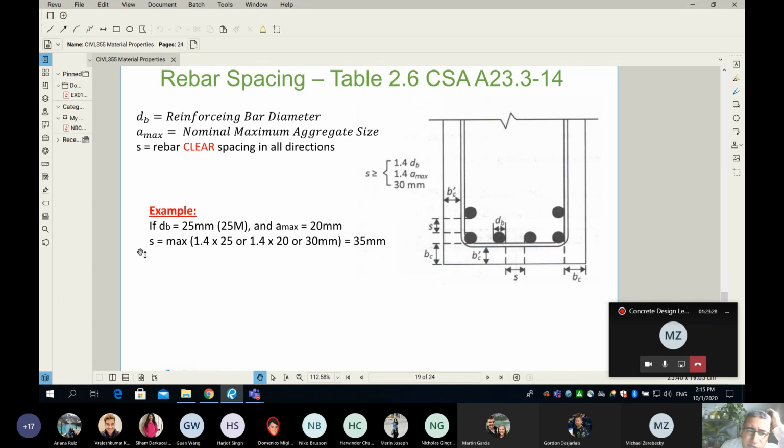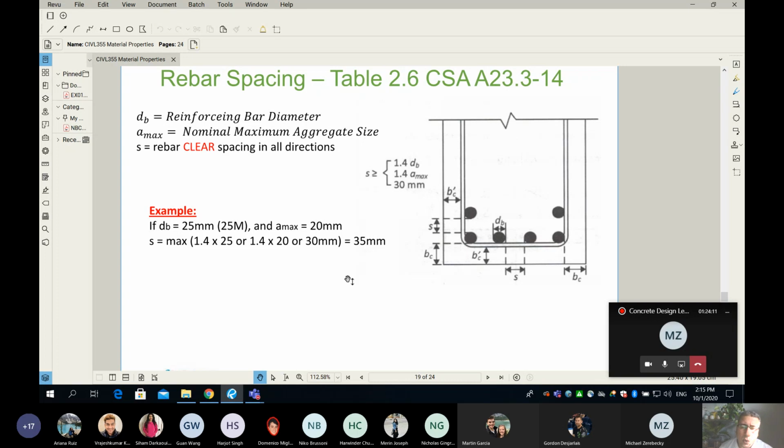I give you some numbers here. If D sub B, which is the bar diameter, is 25 millimeter, meaning 25 M, and A sub maximum is equal to 20 millimeter, which is the most common aggregate size, how do I find the minimum spacing? Then S is equal to the maximum of 1.4 times bar diameter, or 1.4 times aggregate size, or 30 millimeter. And guess what? The maximum is going to be 35 millimeter. Okay, 35 millimeter.